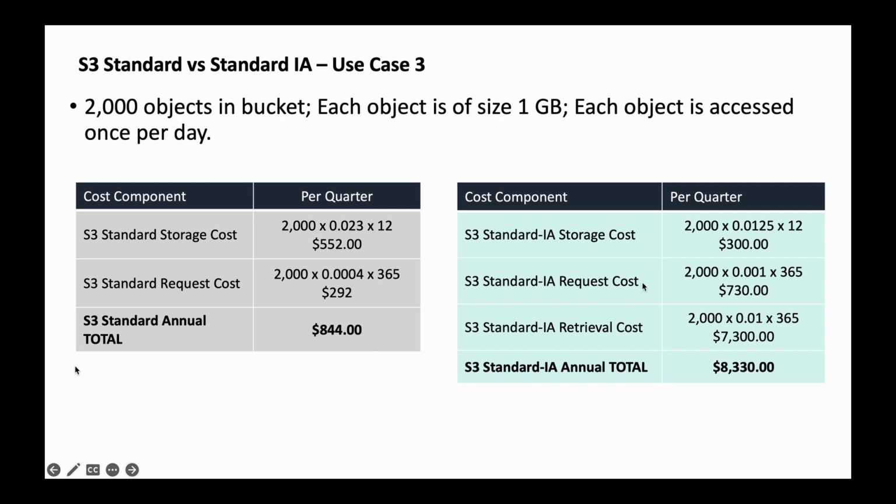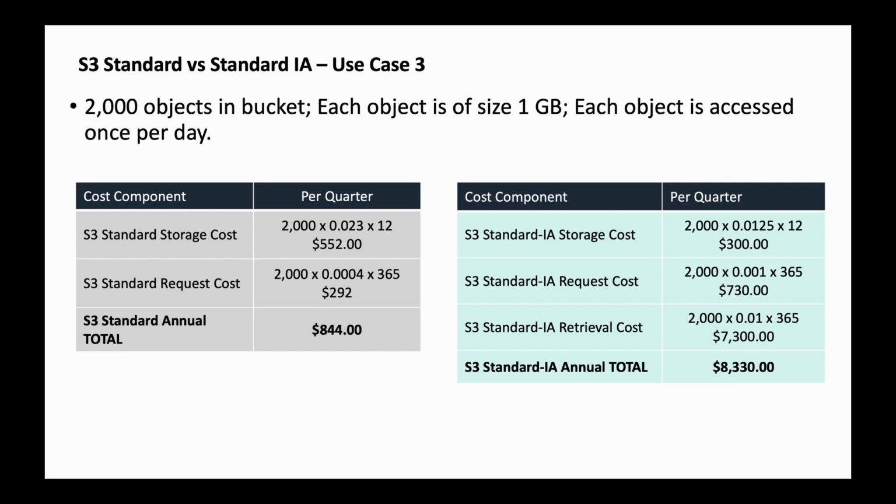Totally $844. Now here if you compare, storage cost is same as previous use cases. Request cost has increased to 730. See a huge difference here, 292 versus 730. Then retrieval cost, huge difference. Because every day you are accessing this, you have to pay $7,300 more. So it is almost 10 times. So that's a huge difference.